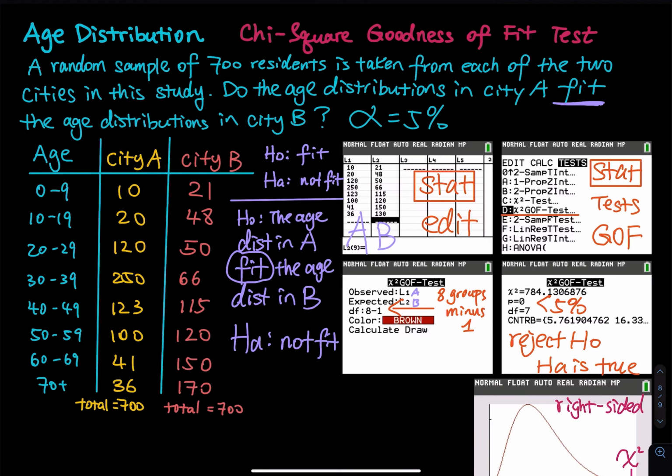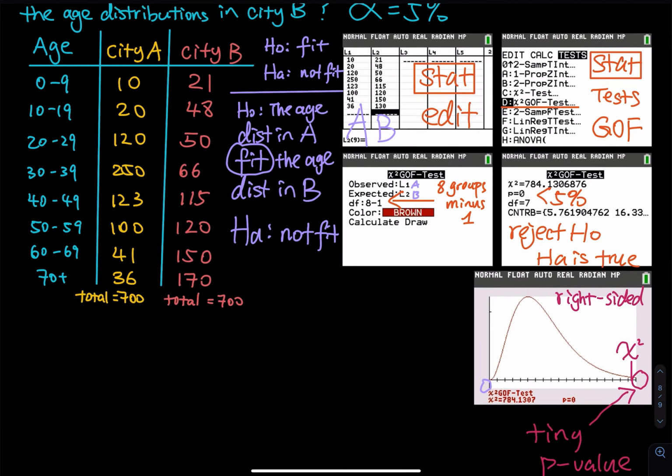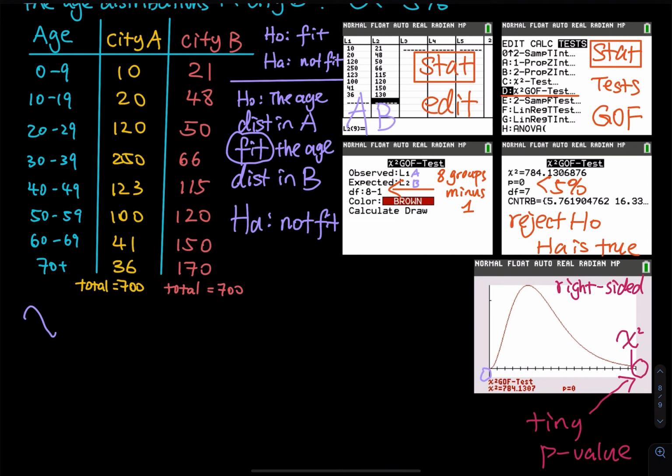In a hypothesis test, after you set up the H0 and HA, you know this is a chi-square goodness of fit, and you proceed to calculating the test statistic, which is the chi-square. In a goodness of fit test, the chi-square equals the summation of observed minus expected, squared, divided by expected. You do this for every single age group. So for the first age group, 0 to 9, you have (10 minus 21) squared divided by 21.